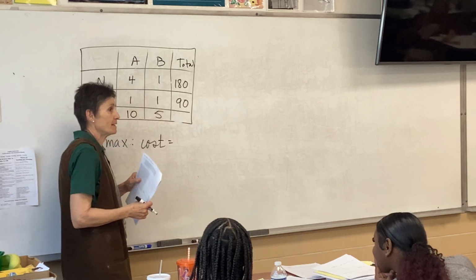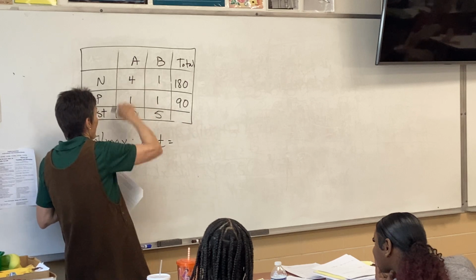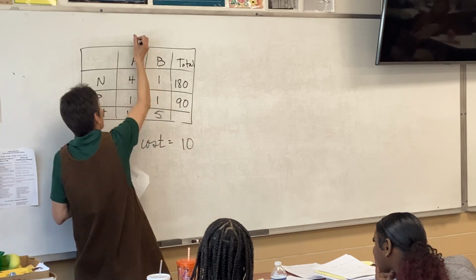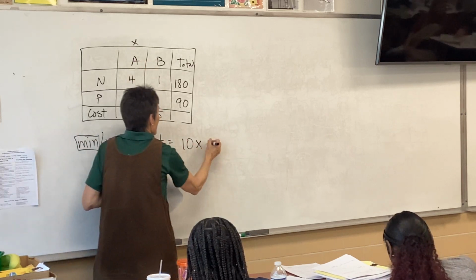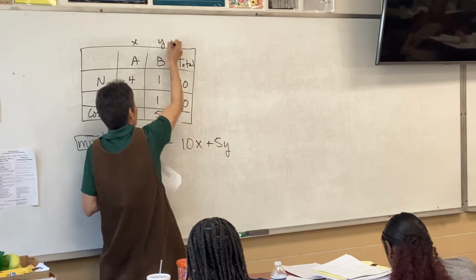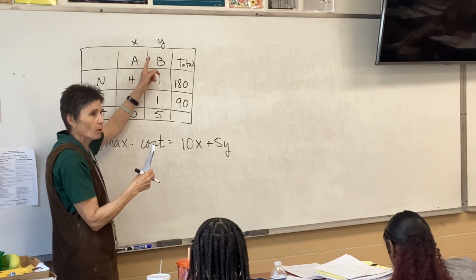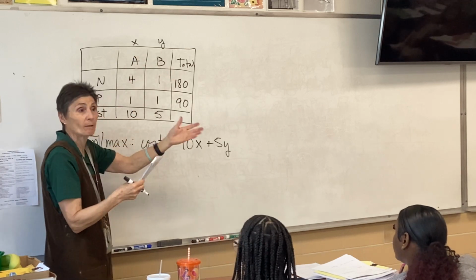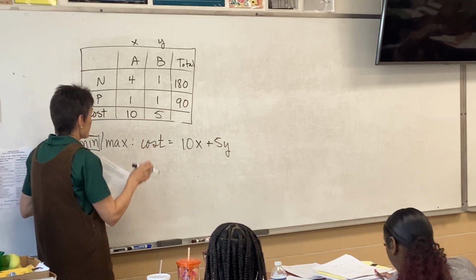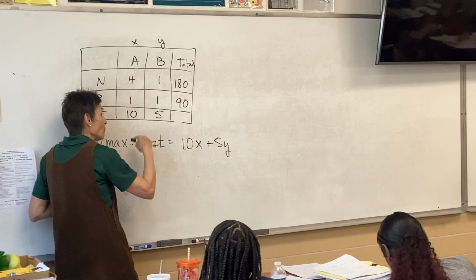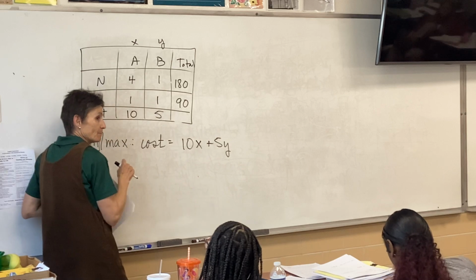How do we calculate the cost? $10 for every A bag. Let me call that X. So $10 for every A bag, which is X, plus $5 for every Y bag, which is B. Does that make sense to you? Or I just call them X and Y to help me with my graphing. You can call them A and B. It really makes no difference. So this is what I'm trying to minimize. So I want to get the right kind of fertilizer, but I want to keep this as small as I can. That's my job.